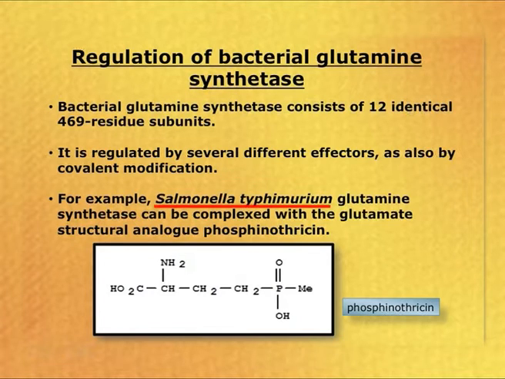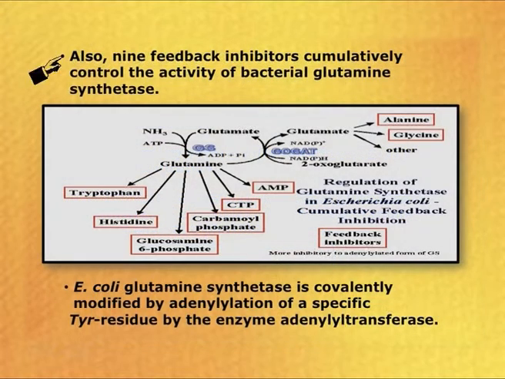For example, in the bacterium Salmonella typhimurium, glutamine synthetase can be complexed with a glutamate structural analog, phosphinothricin. In this slide, the structure of phosphinothricin is shown. Also, 9 feedback inhibitors can regulate bacterial glutamine synthetase. These 9 feedback inhibitors are shown in this slide. These are tryptophan, histidine, glucosamine 6-phosphate, carbamoyl phosphate, CTP, AMP, alanine, glycine and others.